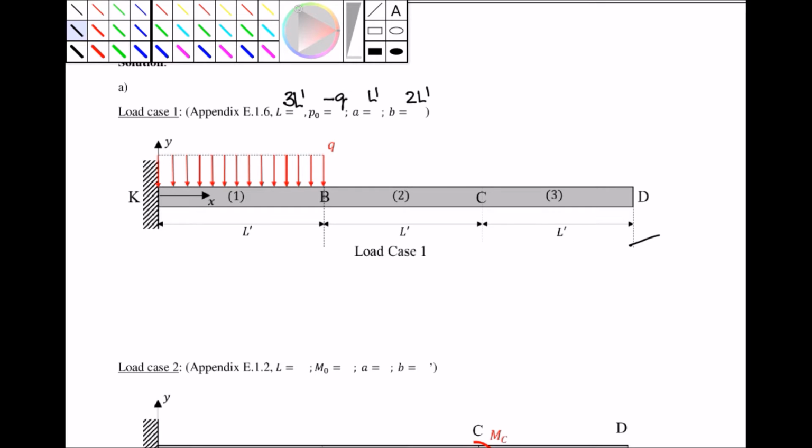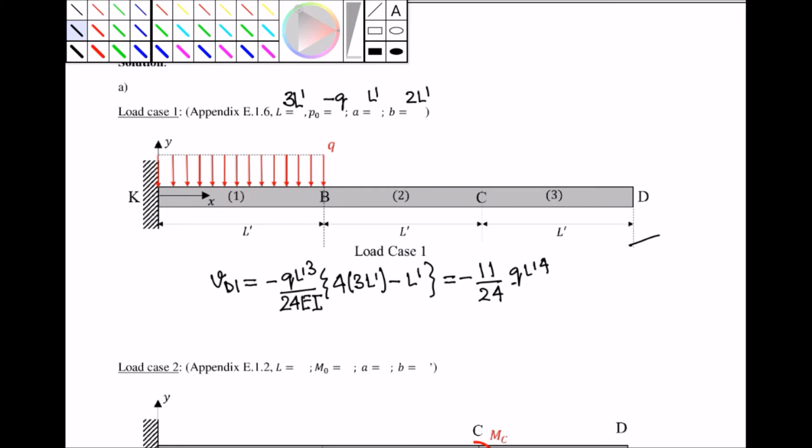From the appendix, in this case, let the deflection be equal to Vd1. We get Vd1 equal to minus QL prime cube divided by 24 EI multiplied by 4 times 3L prime minus L prime, which equates to minus 11 over 24 QL prime to the power 4 divided by EI.